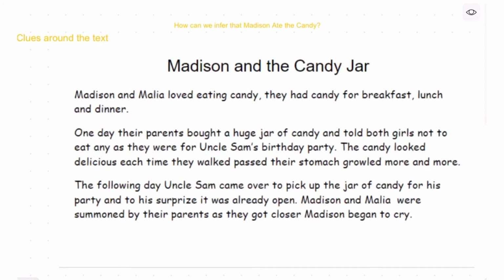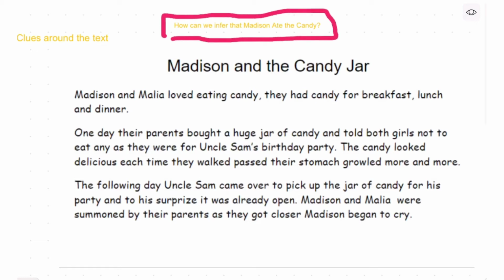It starts by saying, and I'm going to change my color, that when we infer, we are looking beyond the text. Something that is not said that will give you a clue as to what we need to answer. So it says, how can we infer that Madison ate the candy? That's the bottom line. That's what we need to ultimately think about. What clues are going to be within the text, beyond the text? Because the author will not tell us that she ate the candy, but there are clues within the text that are going to allow us to think, maybe she did eat the candy.